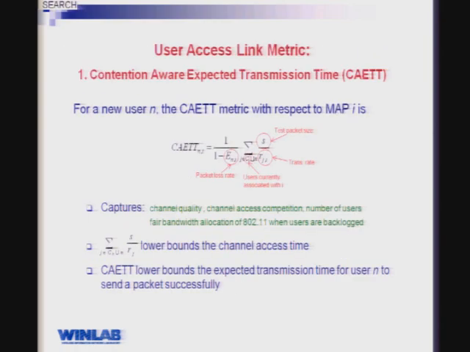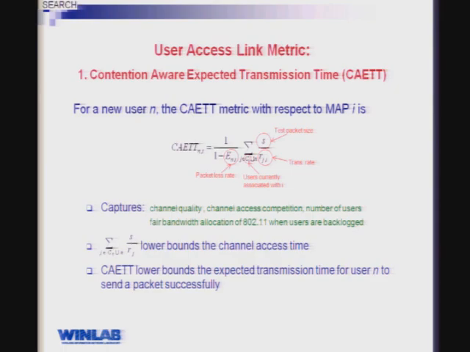We first developed two user access link metrics. The first one is called contention-aware expected transmission time, or CAETT for short. The definition of CAETT captures channel quality, channel access competition, number of users, and the fair bandwidth allocation of 802.11 when users are backlogged. When users are backlogged, users equally share the bandwidth. So the sum of packet size over rates lower bounds the channel access time.